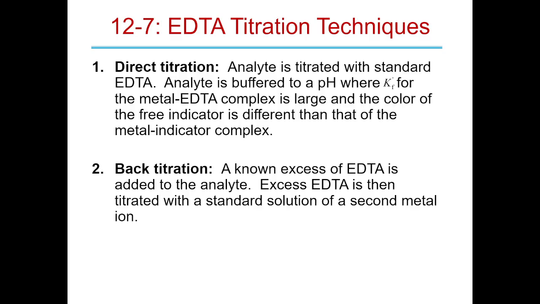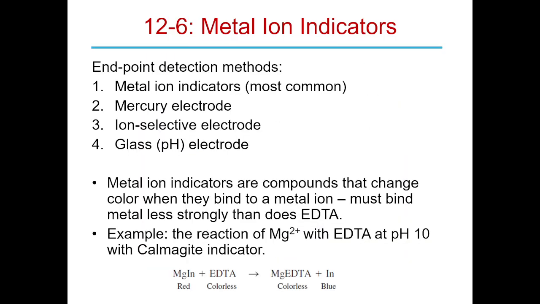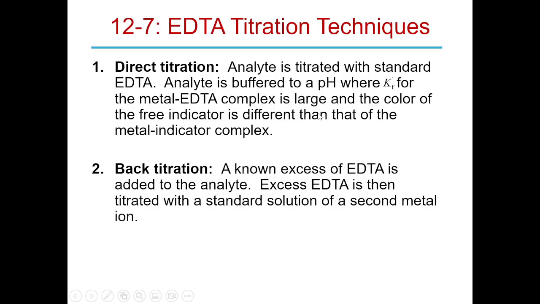All right, so these are some of the different EDTA titration techniques. By the way, we will cover these more in later chapters. We have an electrochemistry chapter where we'll talk about these different electrodes. So you have two different major titration techniques. There's, of course, the direct titration, where your analyte will be titrated with your standard EDTA. The analyte is going to be buffered to a pH where K prime, remember K prime is that 0.3 times the KF, because we don't have all of it in the Y4 minus form.